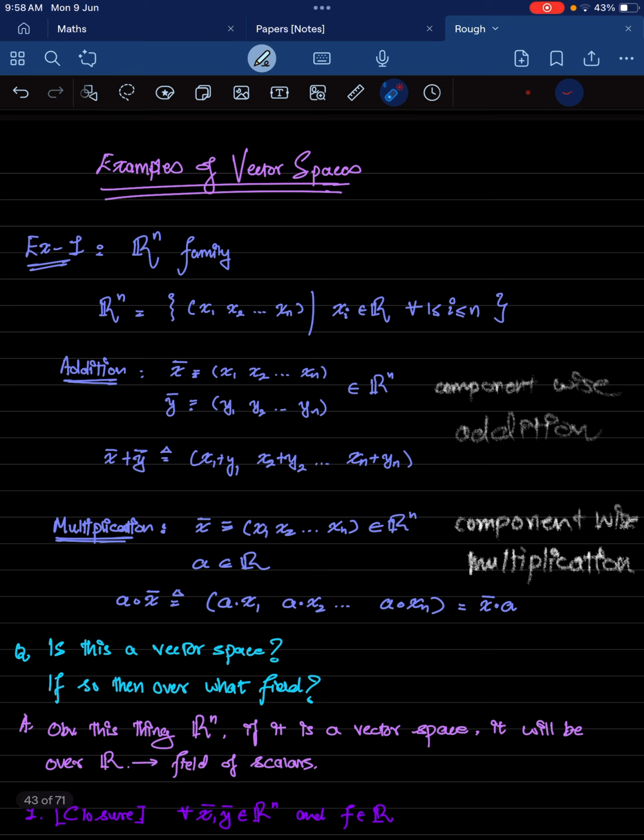Now that's a pretty simple definition, and these are actually the vectors that you encounter in physics and computer science or engineering in general. The notion of addition is pretty simple for them. If you have two vectors x and y which have components x1, x2 all the way to xn and y1, y2 all the way to yn, the addition of those also results in a vector, and it has components x1 plus y1, x2 plus y2 all the way to xn plus yn. So this is a component-wise addition.